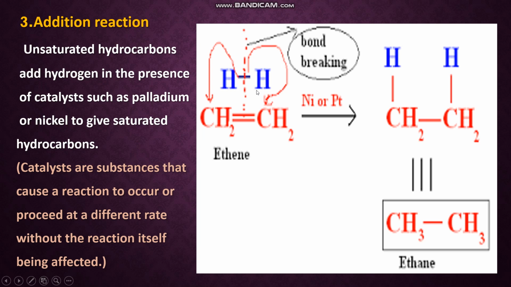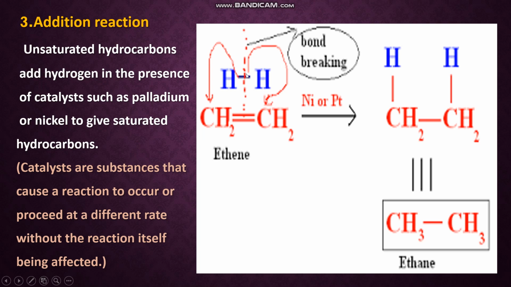Ethene. Now, if hydrogen is added to this, let us see how the reaction takes place. Here, among this double bond, one bond breaks. You know this bond is formed by the sharing of electrons between these two carbons. So when this bond is broken, one electron goes to this carbon and the other electron goes to the other carbon.